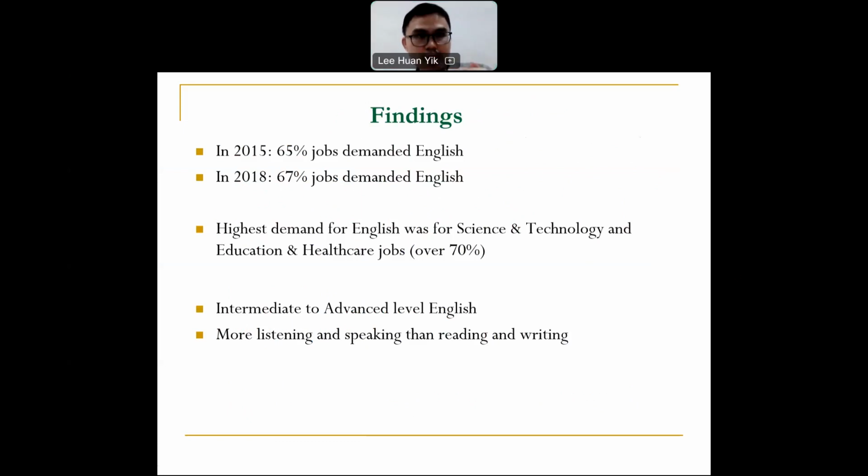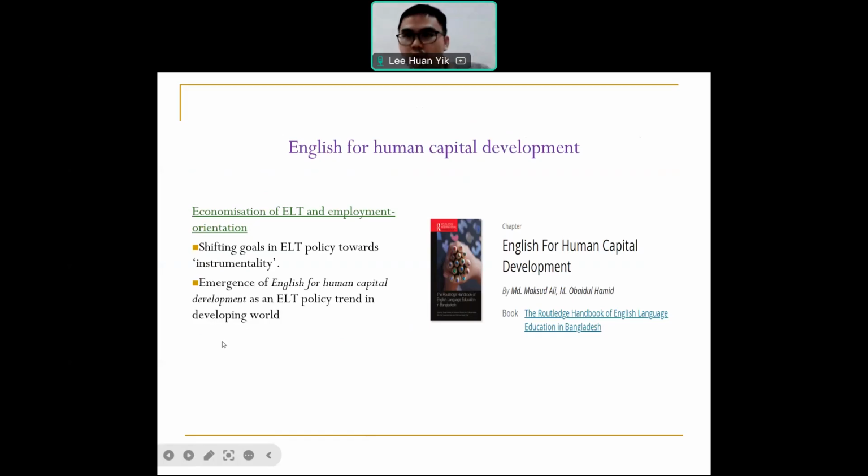So you see, jobs are associated with English language proficiency in some contexts. And what kind of language do they want or do they need? Intermediate to advanced level of English. And what the job market requires is more listening and speaking and less reading and writing in terms of English. Okay, so that's based on that research, right? And of course, you have another book here, English for Human Capital Development, if you're interested in looking at that. So, English language teaching for human capital development. Okay, so that's the link, right?